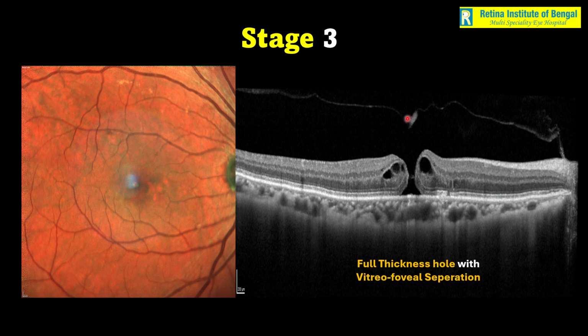Next, the vitreous finally separates from the fovea, but it is still attached to the optic nerve head. So you can see this is the optic nerve head, and you can see here that the vitreous is still attached to the optic nerve head. So this is a full thickness macular hole with vitreofoveal separation. This is stage 3 macular hole.